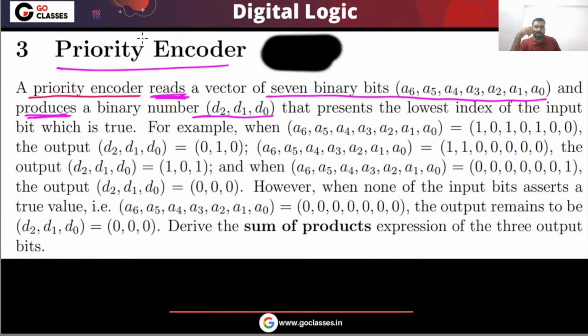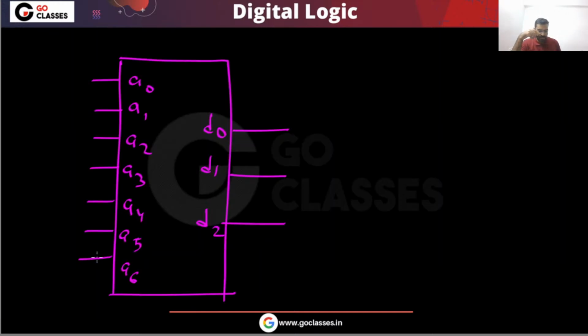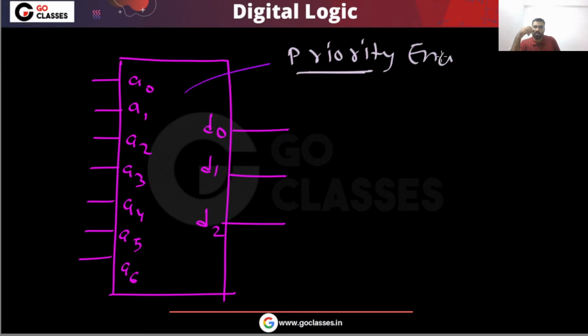Now, because this is a priority encoder, what will happen? Can anyone tell me? If this is a priority encoder, then there is a priority. We must know what the priority is. Who has more priority? So you must know who has the most priority. Just tell me this point.